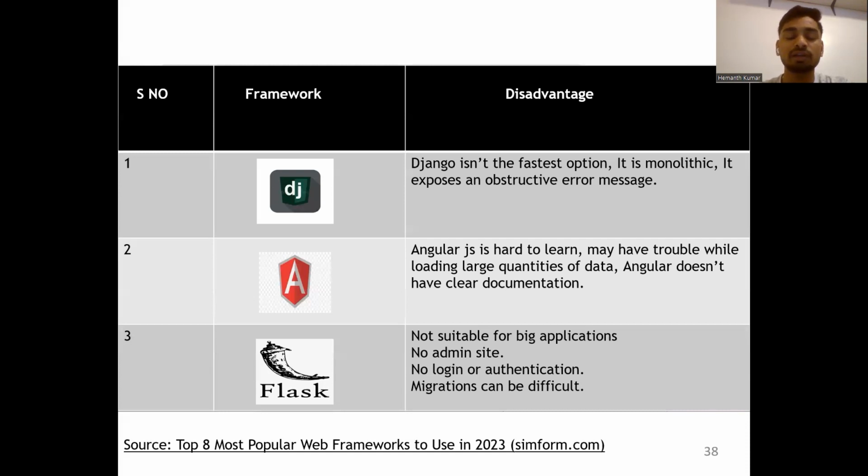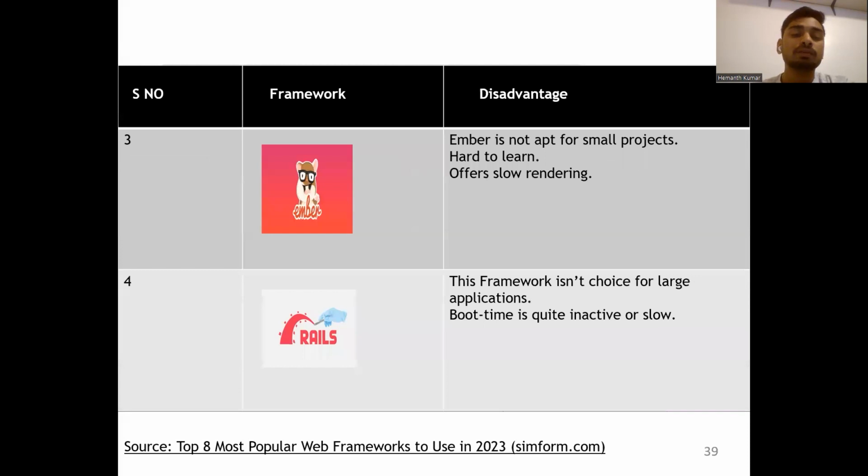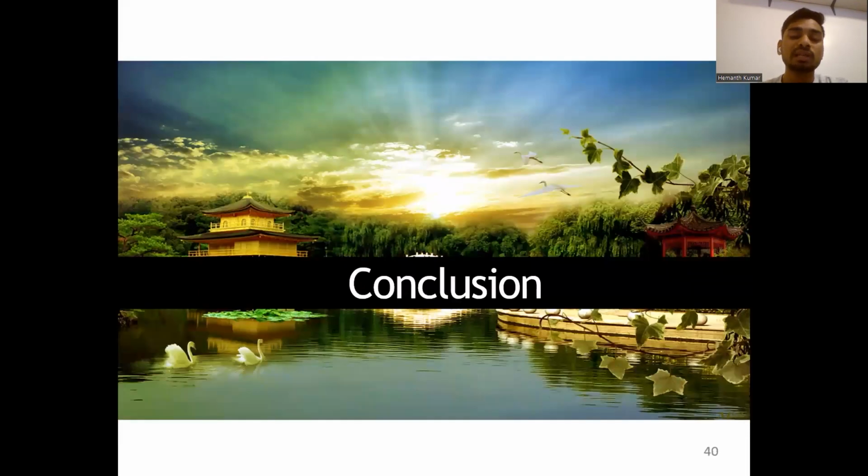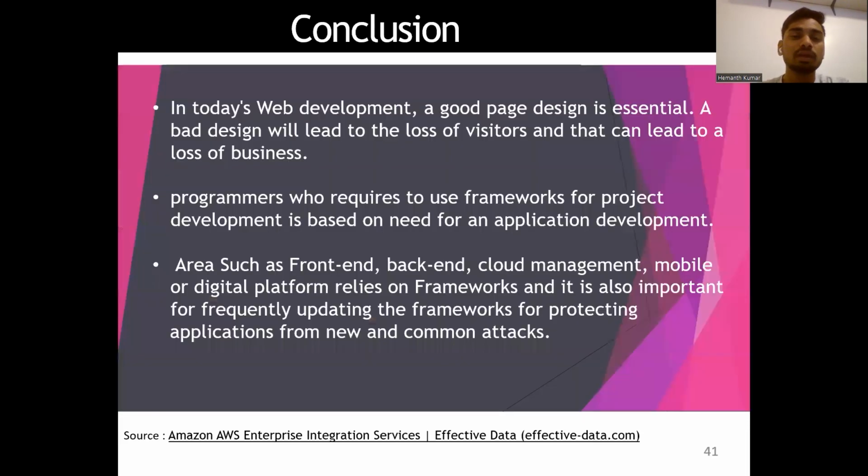applications are very difficult. And the fourth one is Ember, and it's not suitable for small projects, and is also very hard to learn, and it offers slow rendering. And the last one is Rails, and this framework is not a good choice for large applications, and the boot time for this application is very slow. And going here to the next slide, we have conclusion.